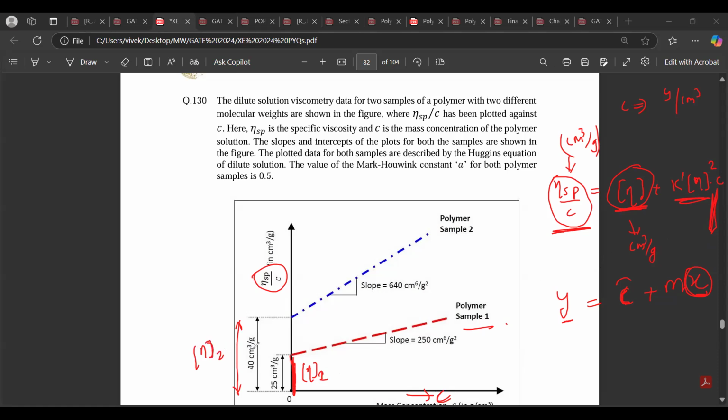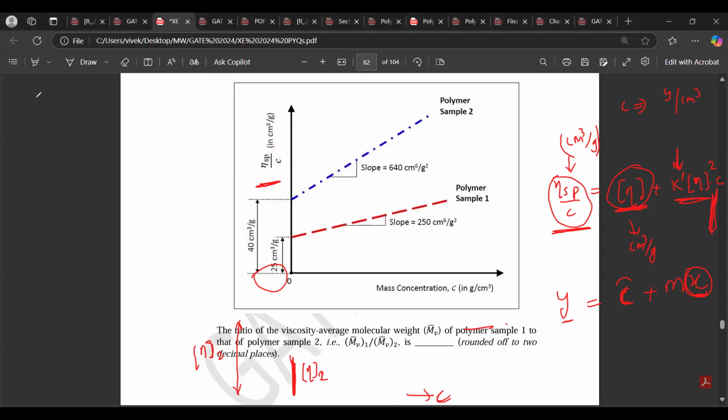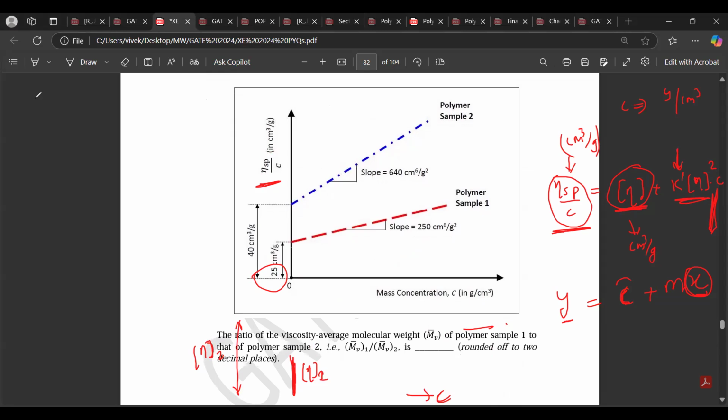Simple, guys. Come on. You don't need to worry about M. But let me tell you, the higher the K value, the more the branching. So this K constant tells you about branching. But here, for both 0.5 is given, and then it's asking for MV1 by MV2.